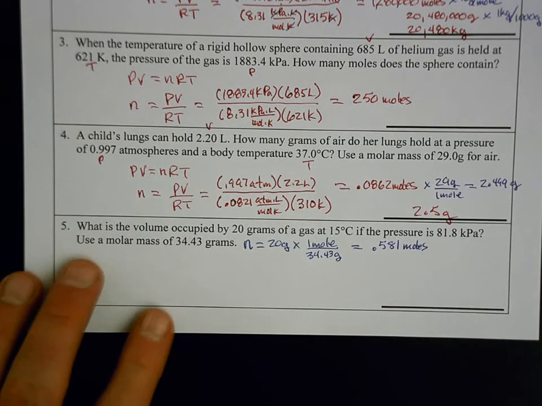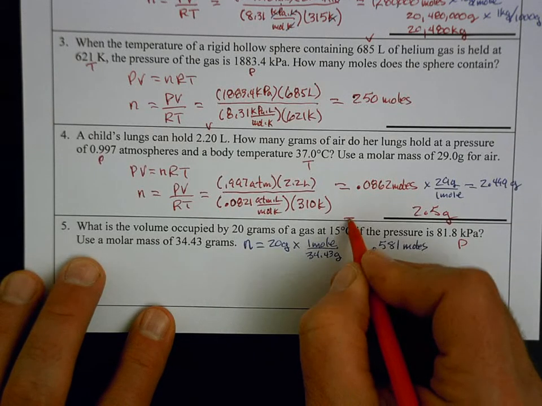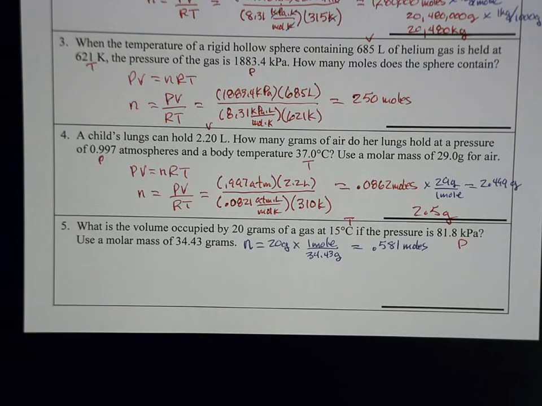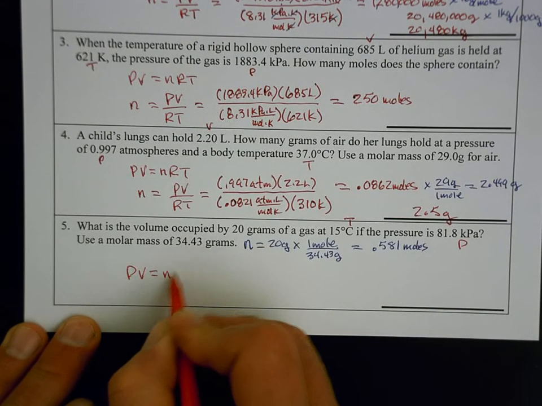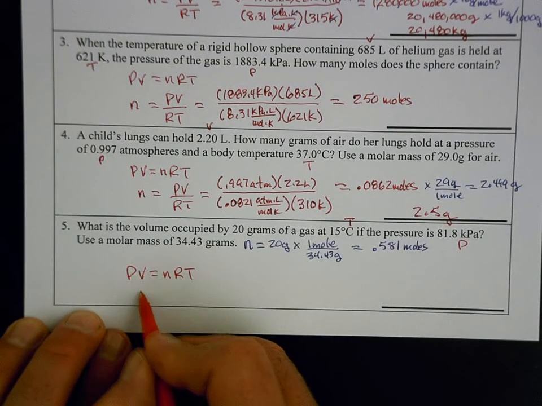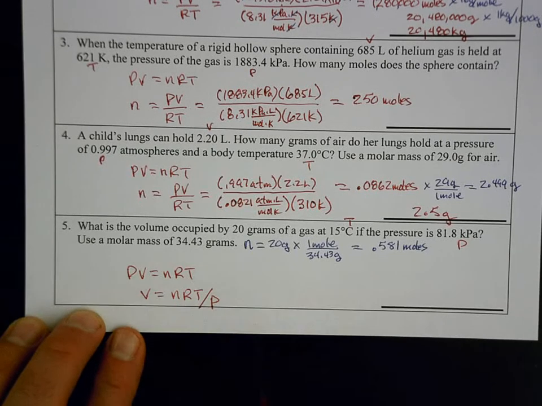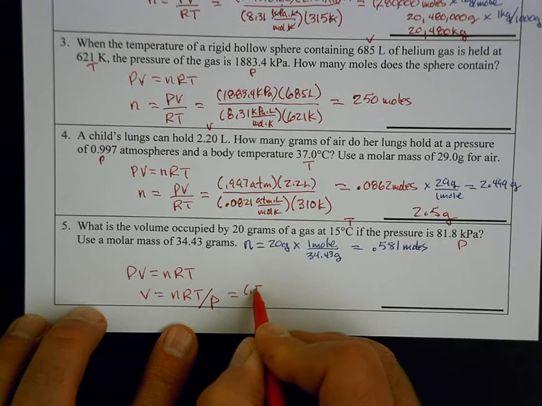And then, of course, here's my P. Here's my T. And it wants to know what the volume is. Every one of these is going to give you everything except one. Solve for the one that's missing. So in this case, PV equals nRT. I want to know volume. So my volume is going to be nRT over the P. So there's my number of moles, 0.581 moles.